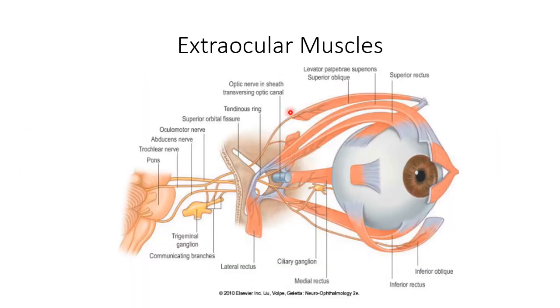So here's an anatomical drawing of the muscles as they come from the annulus of Zinn. Here you have the oblique muscle inserting into the eye, and here you have the superior rectus as well as the inferior rectus muscle. And again, here at the back of the orbit you can see the annulus of Zinn, and this is obviously the front of the eye.